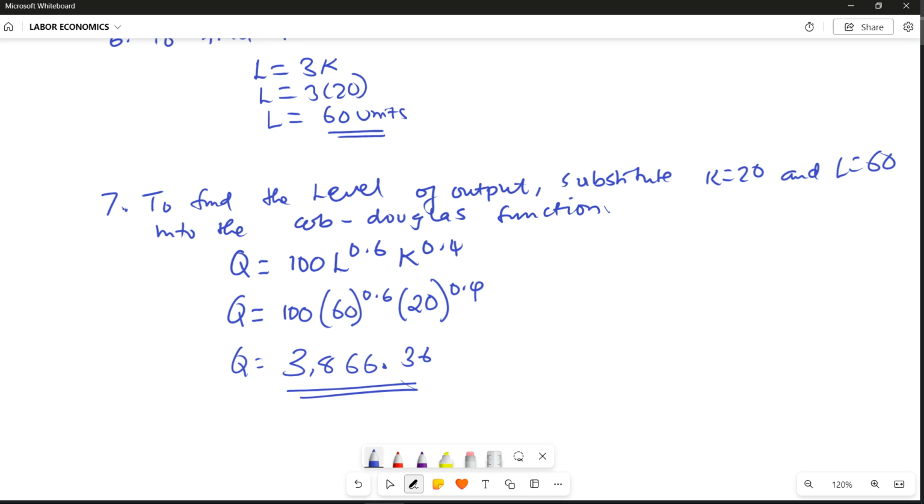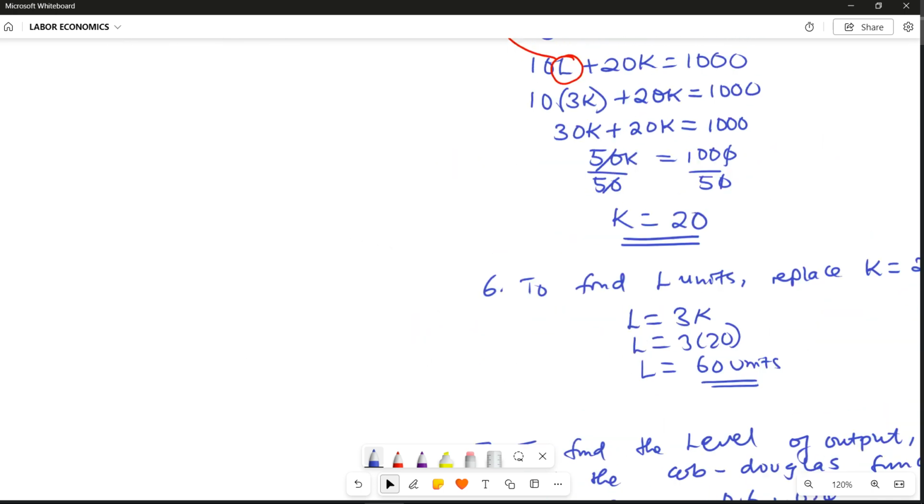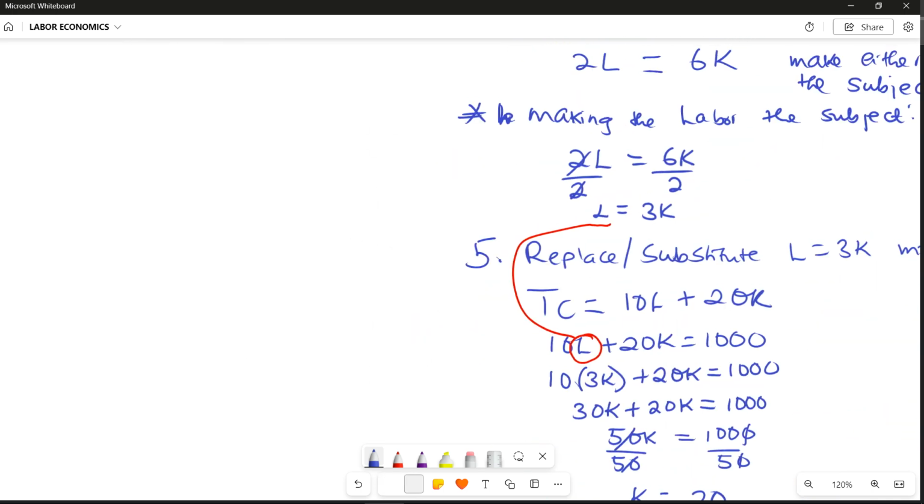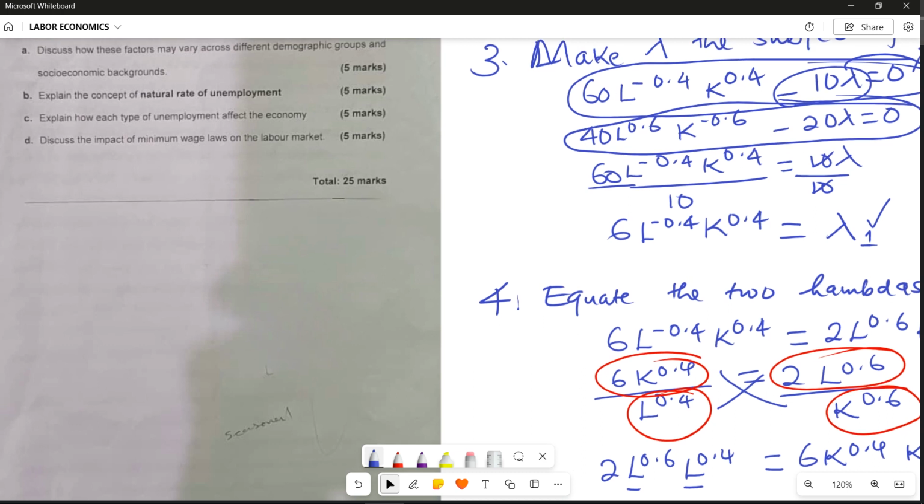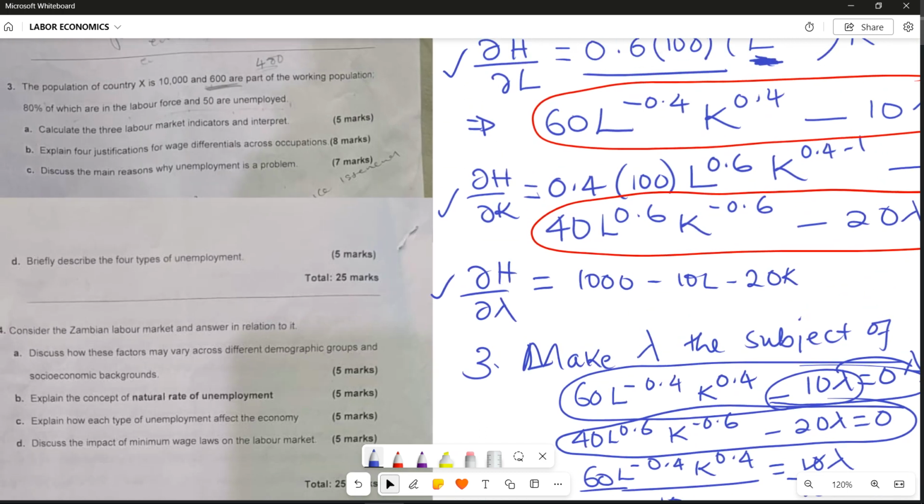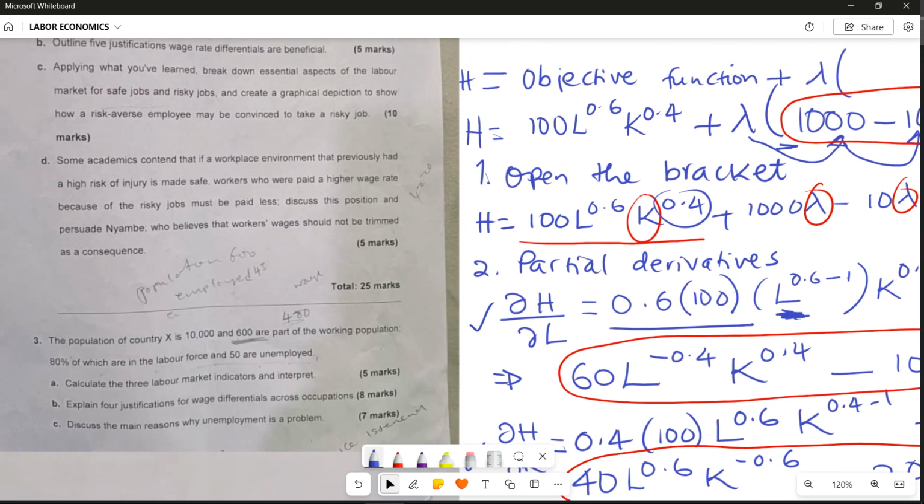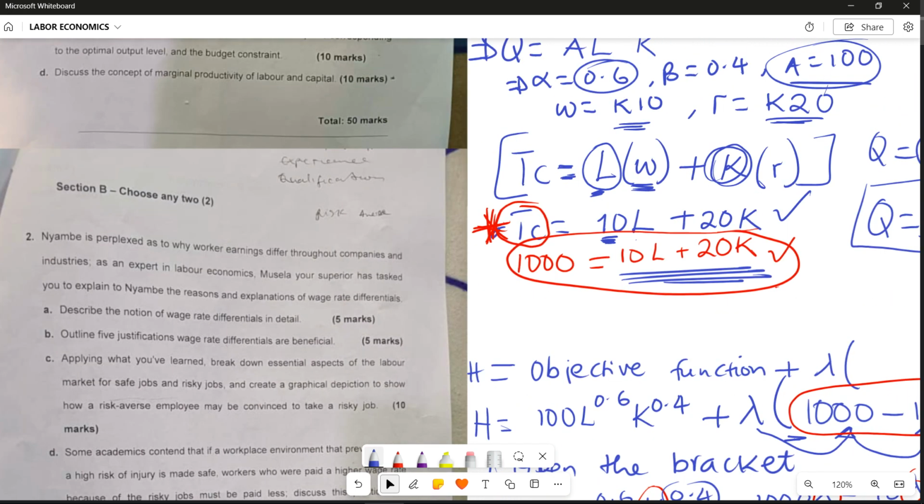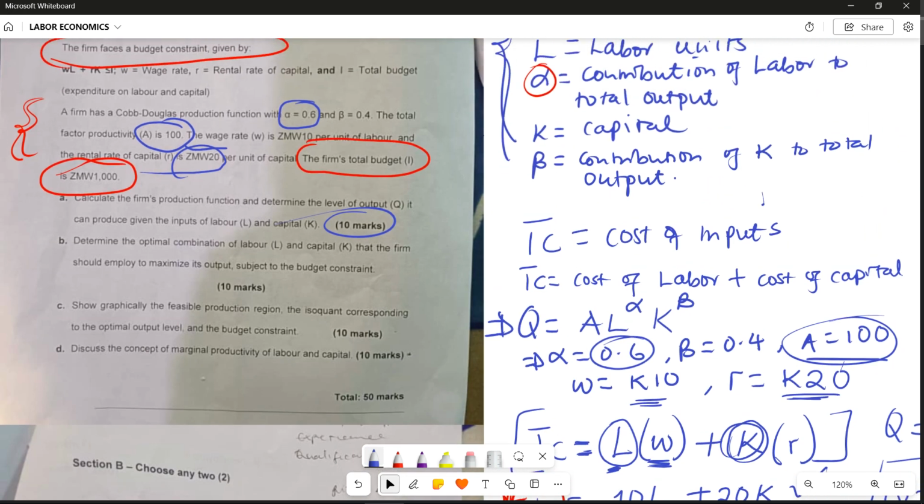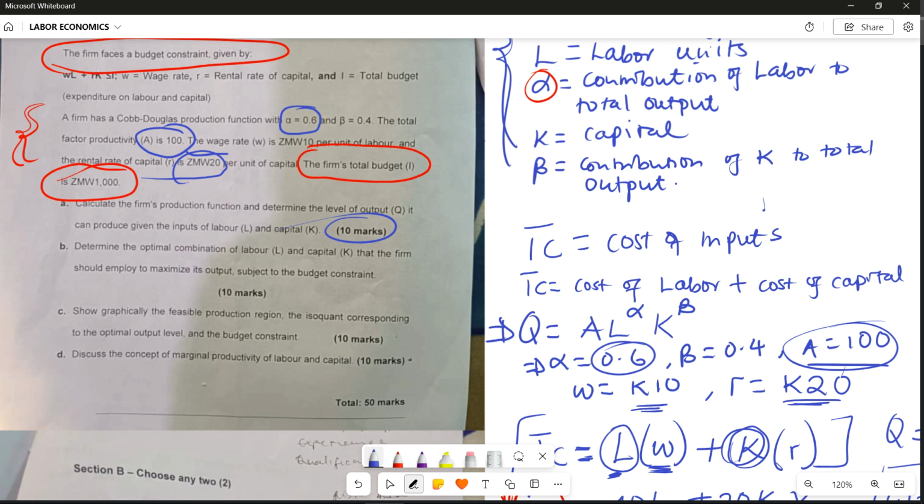Sir, how is it? Fair enough? But when you look at the marks, it's worth it. With such questions, it's a must you do them, because they'll give you a lot of marks. You see, that's 10 marks. That's 10 marks. That's 10 marks.